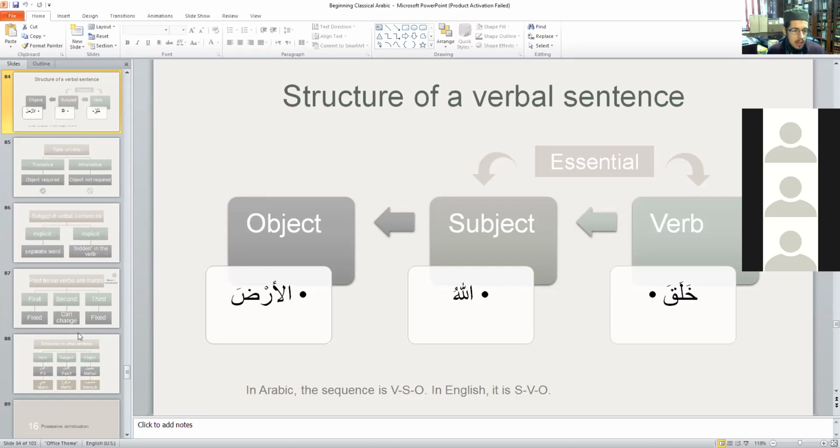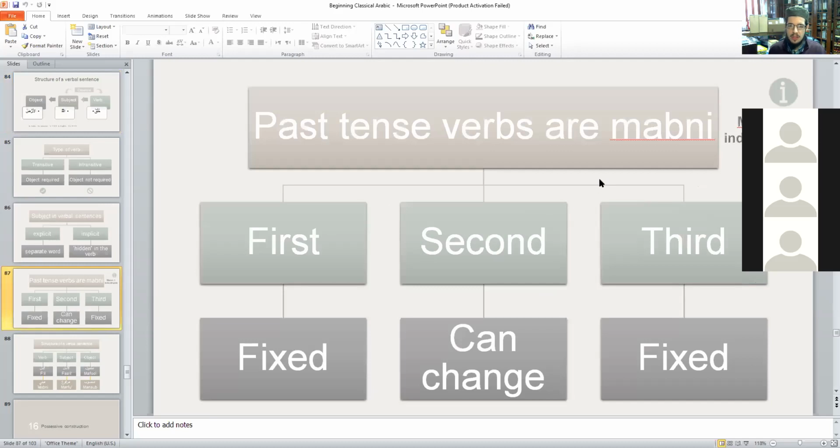Well, when we look at past tense verbs, we have a similar thing going on. When we conjugate them, not everything can change in a verb. The ending, the third letter is fixed, the first letter is fixed, and the second letter is what can change.